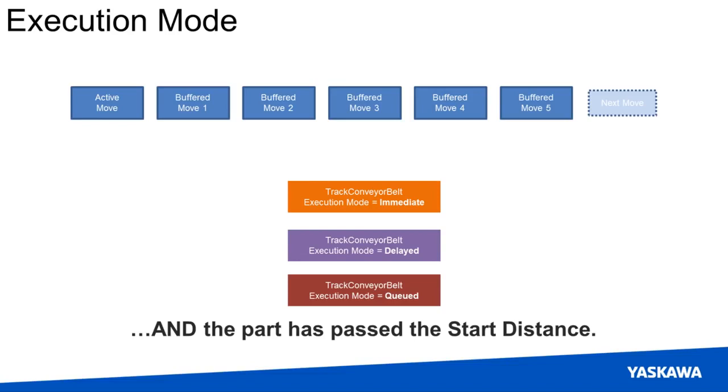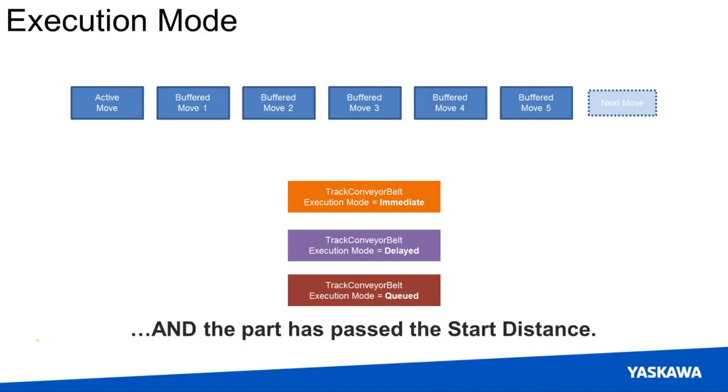Next thing we're going to talk about is execution mode. If you remember the MC track conveyor belt inputs, execution mode was the one that I decided to talk about later. Now is that time. There are 3 options for the execution mode of MC track conveyor belt. They are immediate, delayed, and queued.